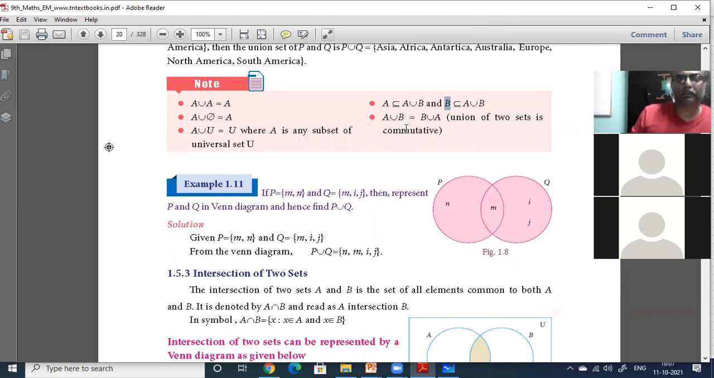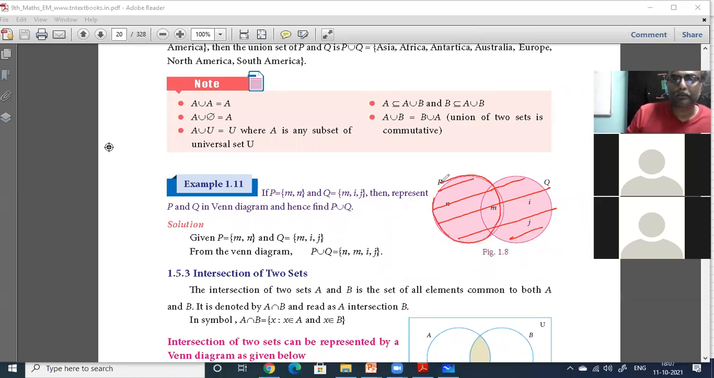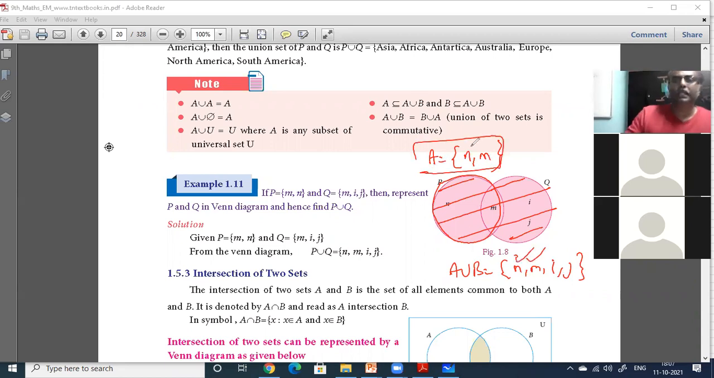Okay. For example, just look at this thing. A is a subset of A union B. What is A union B in P and Q? This entire thing is A union B. Okay. Now A is only this part of it. Only N and M. So A is N and M, whereas A union B is equal to N, M, I, and J. So A is naturally a subset because both N and M are found inside A union B. So A is a subset of A union B. B is also a subset of A union B.